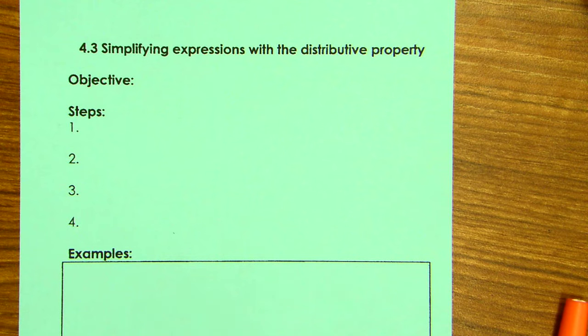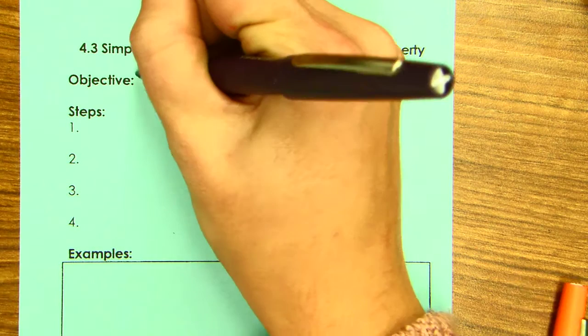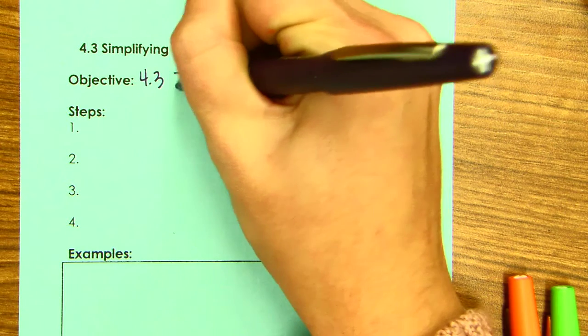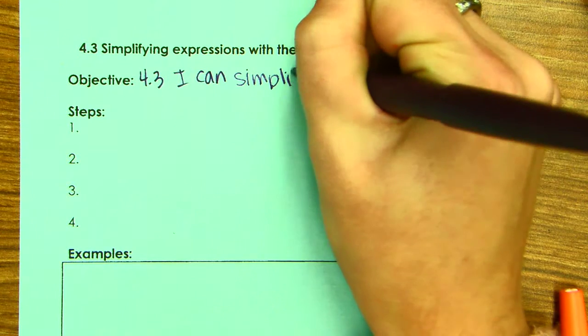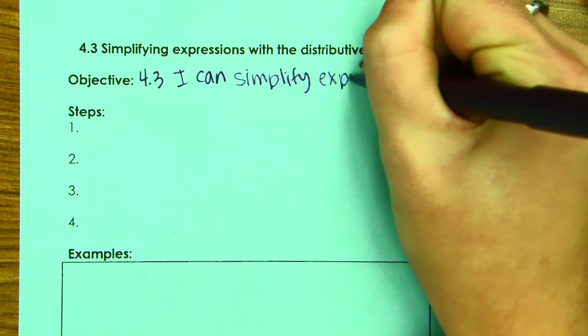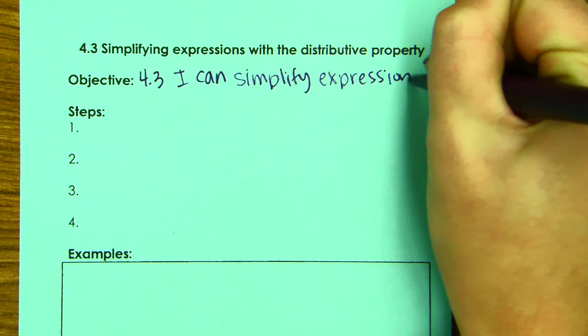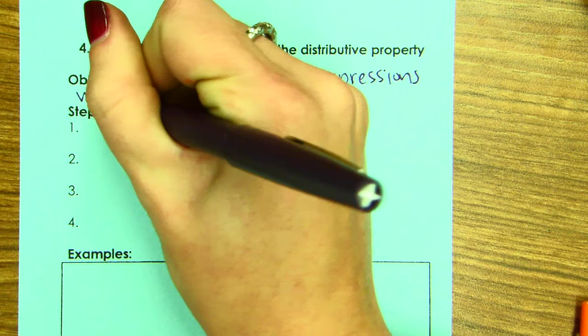This video is going to be on simplifying expressions with the distributive property, so you're going to be combining like terms and using the distributive property together in one problem. So your objective is 4.3. I can simplify expressions with the distributive property.